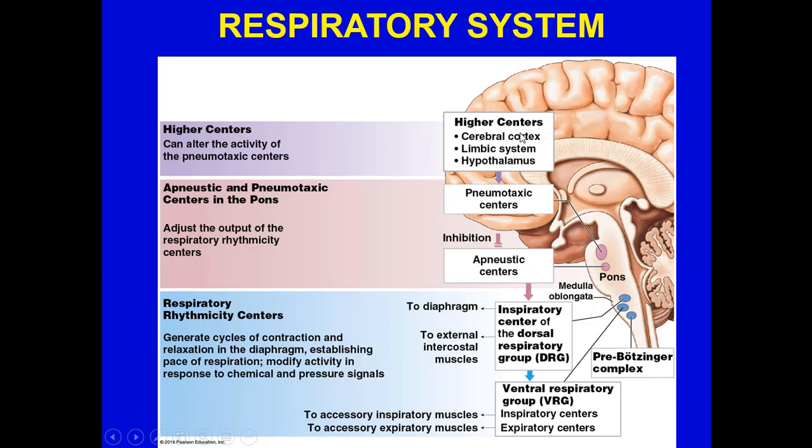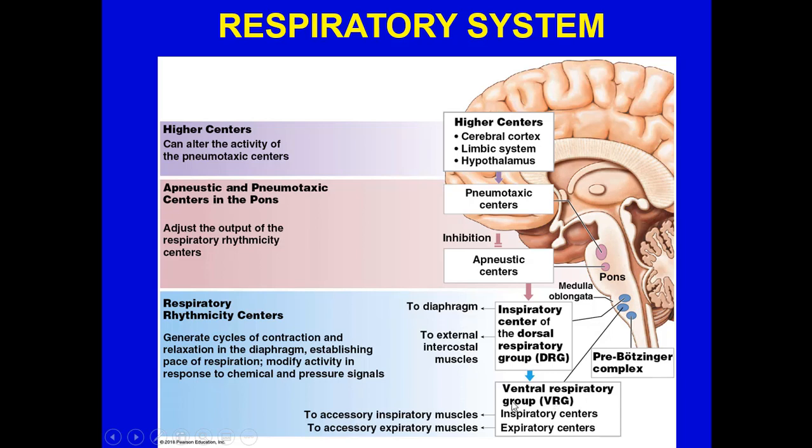Here we have the higher centers, including the cerebral cortex, limbic system, hypothalamus. Then we have the pneumotaxic centers, as you can see, located in the pons, including the apneustic center. Now, these will adjust the output of the respiratory rhythmicity center. The rhythmicity centers are going to be located in the medulla oblongata. We have the pre-Botzinger complex. We have the inspiratory center at the dorsal respiratory group, which is right here, DRG. The DRG will also play a role and interact with the ventral respiratory group.